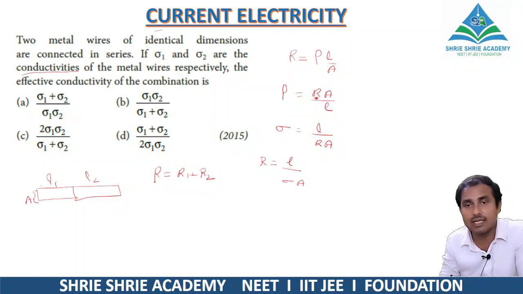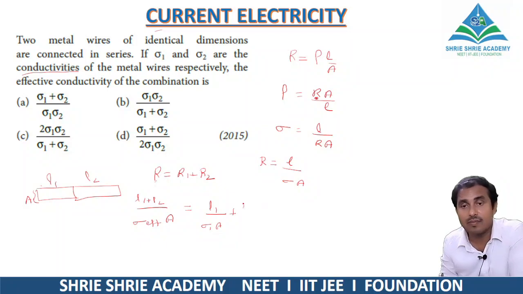Now this is the total resistance, so you will take the total length. The total length will become L1 plus L2. Here is the effective conductivity. The area of cross section will not be affected. Then R is equal to L1 by sigma 1 A plus L2 by sigma 2 A. The area being equal, it will get cancelled, and the length is also equal.